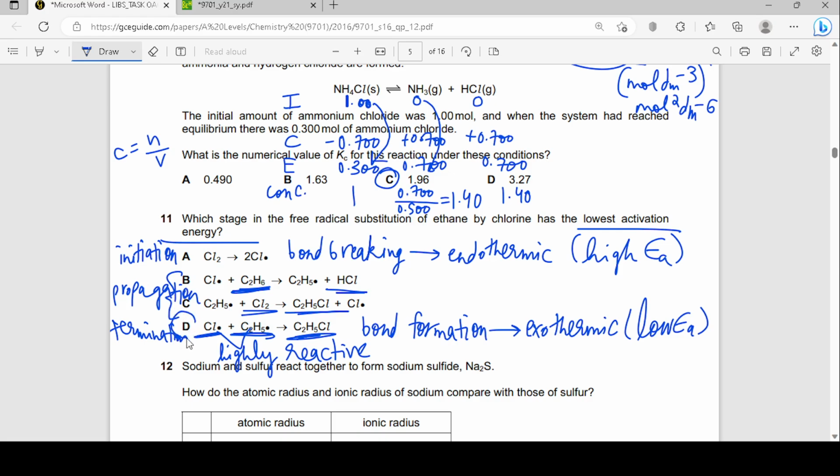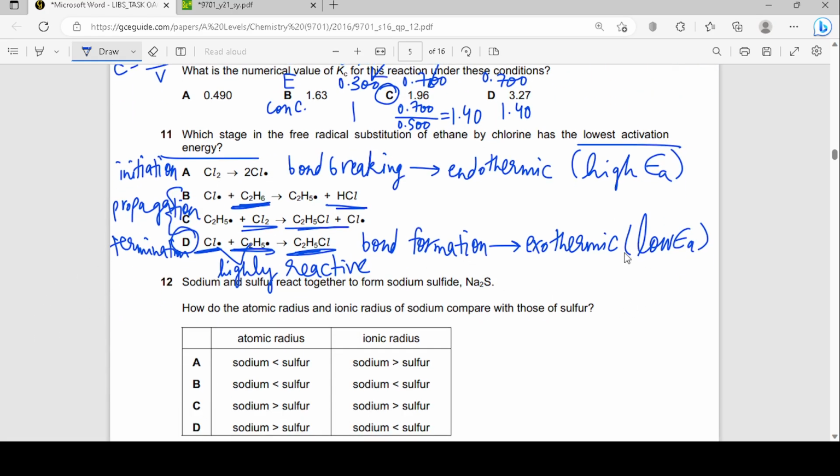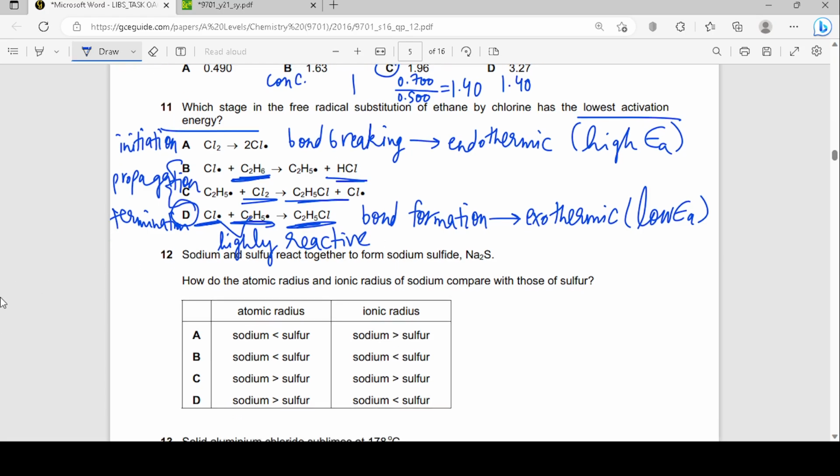Okay, so then the answer is going to be D, because it's just bond formation and these two highly reactive free radicals are reacting together. So it's going to be the one with the least activation energy. Then the highest activation energy would be A.